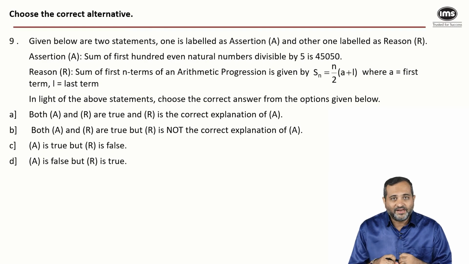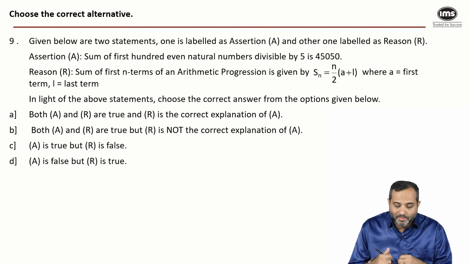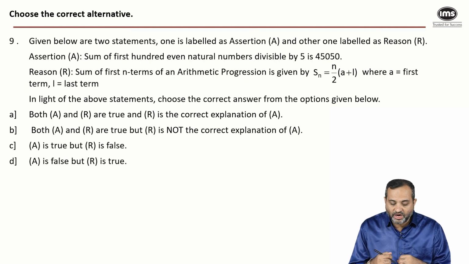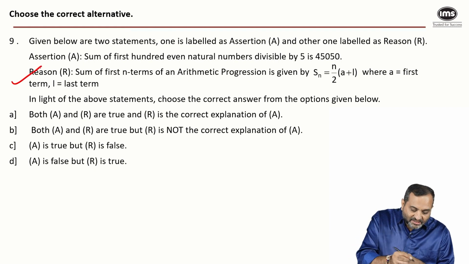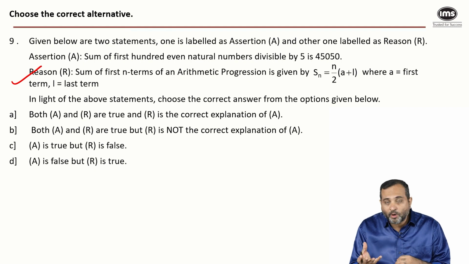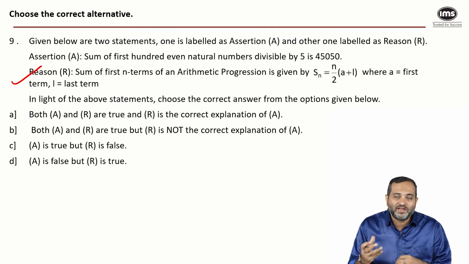Okay, let's look at the next question. Given below are two statements, one is labeled as assertion and the other is labeled as reason. So what is the assertion? Assertion is sum of first 100 even natural numbers divisible by 5 is 45050. And what is the reason? Sum of first n terms of an arithmetic progression is given by n by 2 (a plus l), where a is the first term and l is the last term. So I can definitely say that my reason is a true thing. That's a formula to find the sum of a finite arithmetic progression.